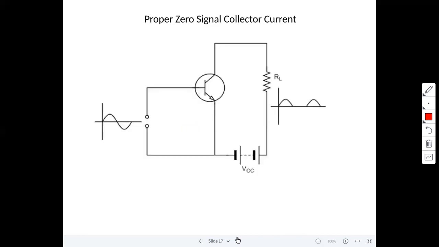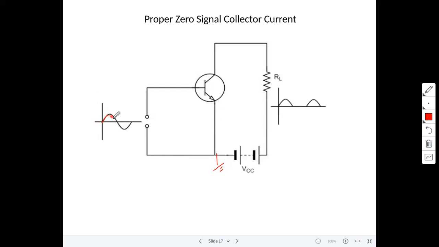Okay. Now what is the meaning of proper zero signal collector current? Observe here, this is the CE configuration. Here the emitter is connected to ground. We have not applied VBE. Now analyze the circuit.